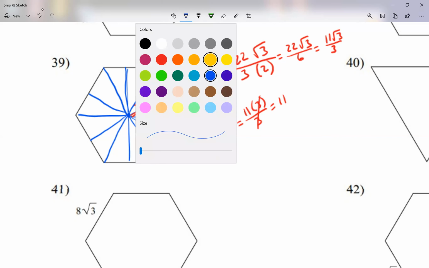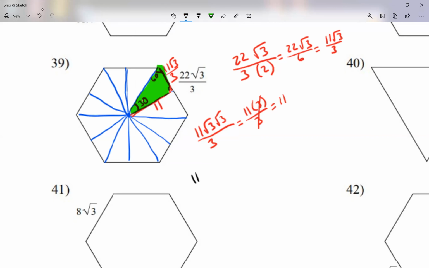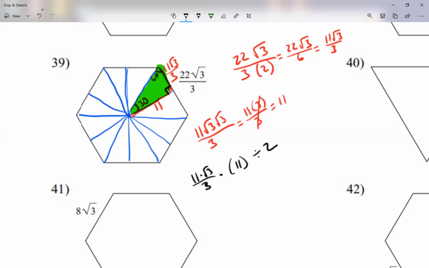Let me focus on this triangle. I'm going to get the area of that triangle alone. It's going to be 11 radical 3 over 3 times 11, and I have to divide this by 2. That is just that triangle alone. Because remember, I multiply the two numbers that make the 90-degree angle and then divide it by 2.